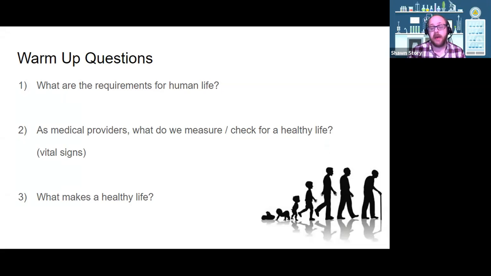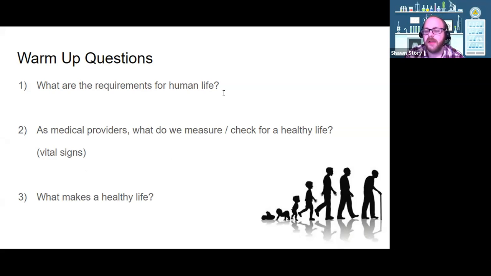And 2, as medical providers, what do you measure? When patients come into the office, what are you measuring to check all of these check boxes for this is a healthy person? They have all of the requirements for life. What are we actually checking? Specifically looking at that idea of vital signs, what are those signs of life? And 3, what makes a healthy life?